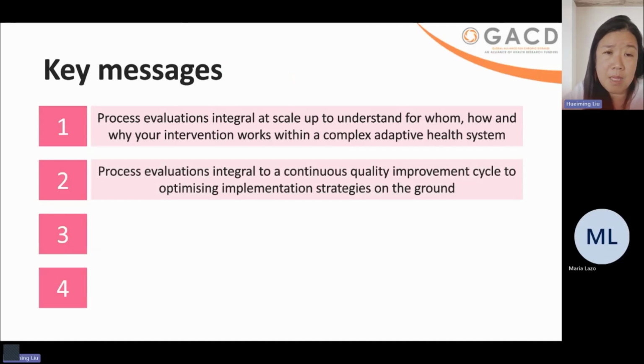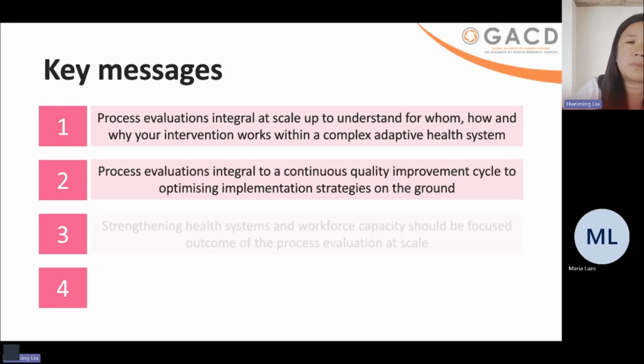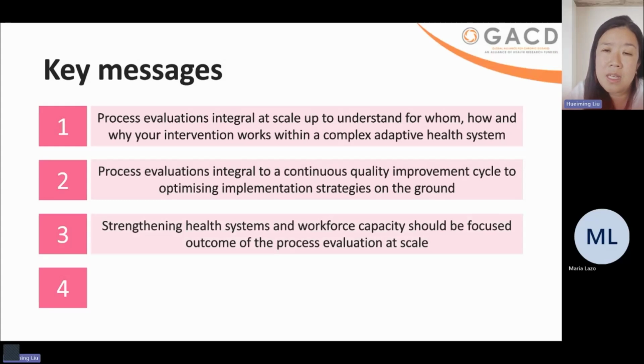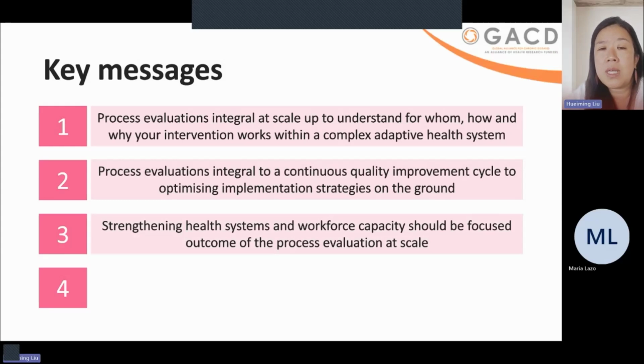The second is that process evaluations are really integral to the continuous improvement cycle to optimize implementation strategies on the ground, bearing in mind potential feasibility issues in terms of reporting and which data to collect. The third one is that strengthening health systems and workforce capacity should be a focus outcome of the process evaluation at scale. So again, highlighting if there are infrastructure issues that need to be advocated for, communicated back to our end users, and workforce capacity should always be carefully considered, recognizing that there will be service delivery parties on the ground with research as well.